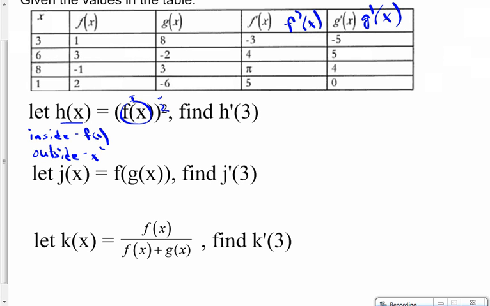So what's the derivative of the outside function? What's the derivative of x squared? 2x. But when you differentiate the outside, don't write it as 2x, write it as 2 and then parentheses, because what goes into the derivative of the outside? The inside. So the inside, you're differentiating with respect to the inside, so that stays the same.